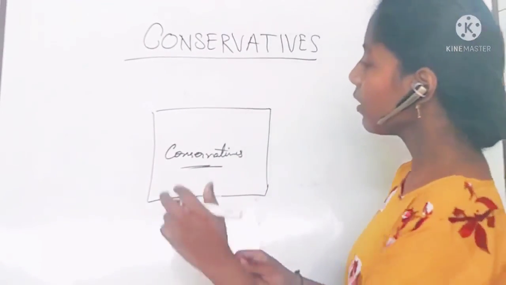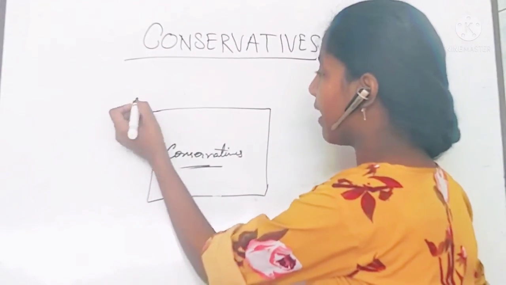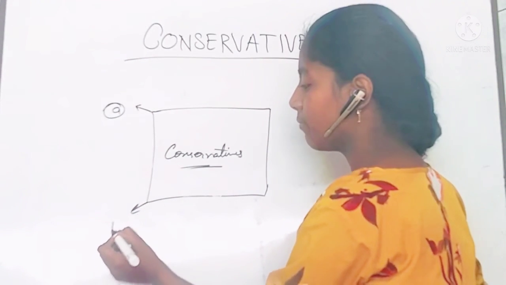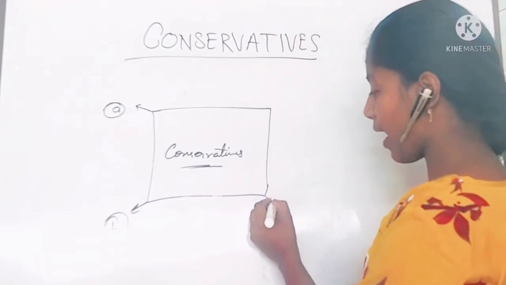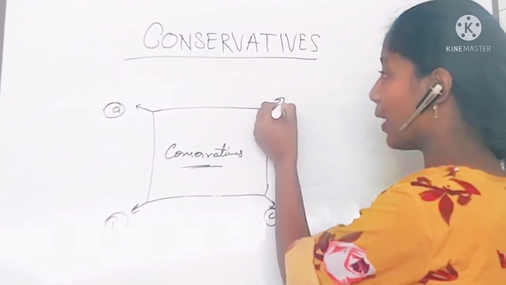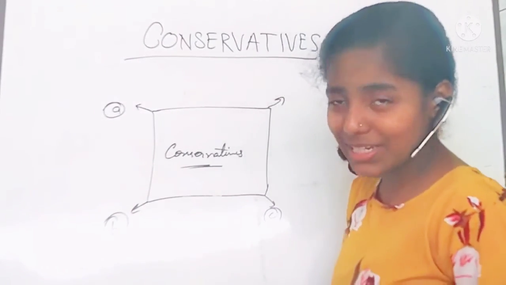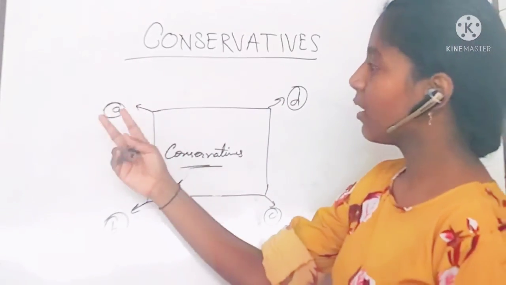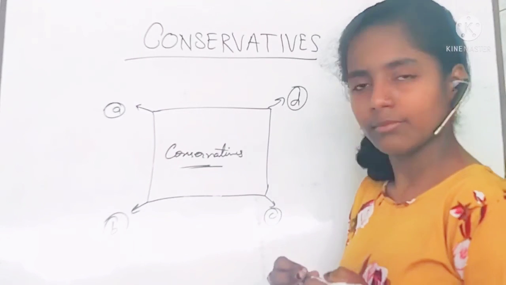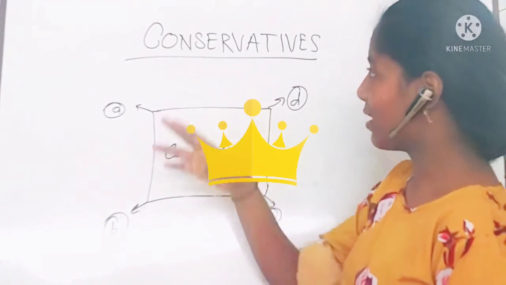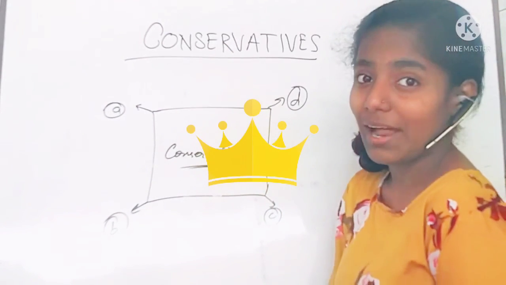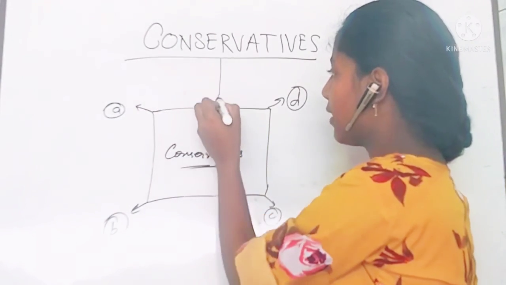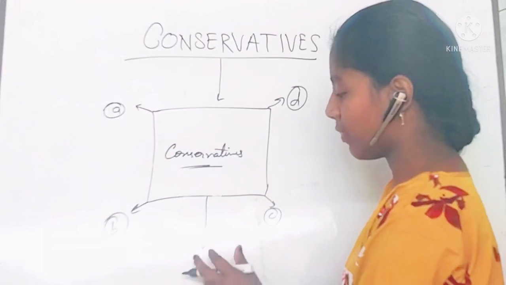Now see, right over here, point number A, then point number B, then over here we have point number C, and over here we have what? Point number D. You are all right, definitely. Now see, point number A. Before starting, I would like to introduce you to the conservatives. Who were conservatives? Let's see.